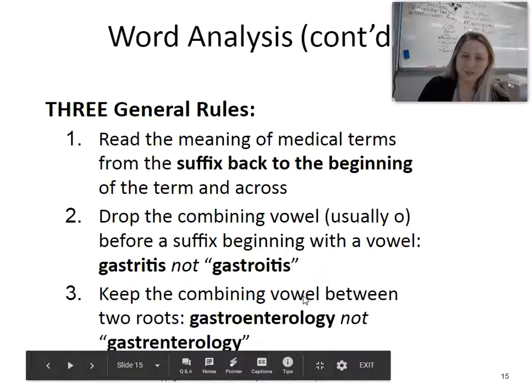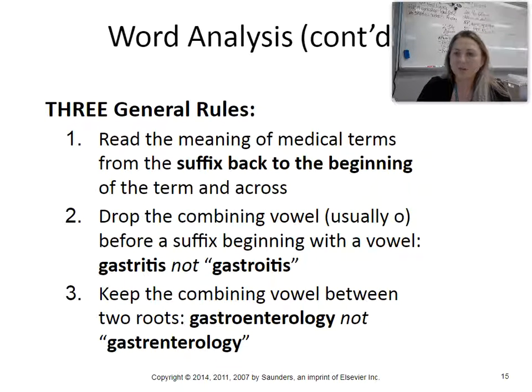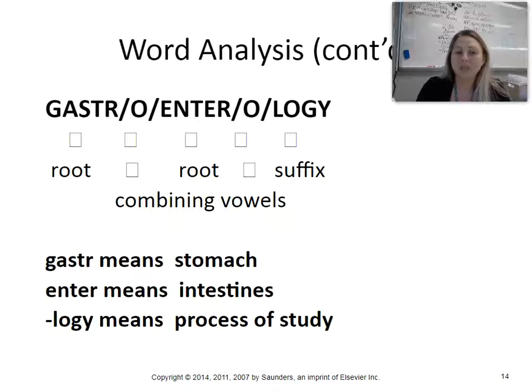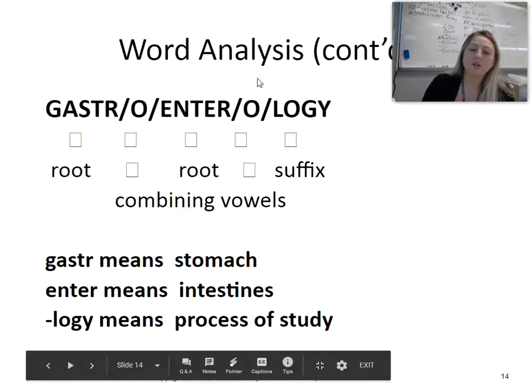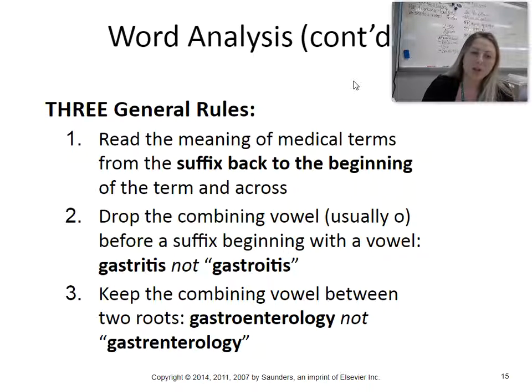Now, three general rules to analyzing your words. Read the meaning of the medical terms from the suffix back to the beginning of the term and across. So if you notice on this, I said this is the study of the stomach and intestines. So I start at the end and then I go to the beginning and work my way down.